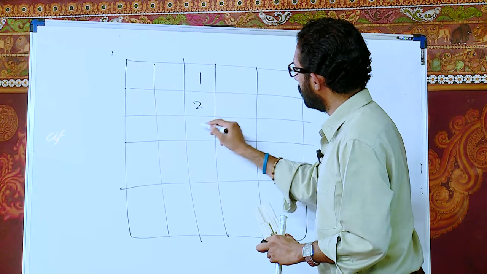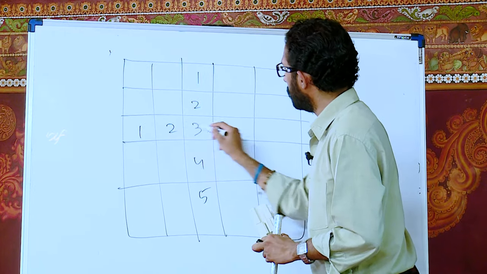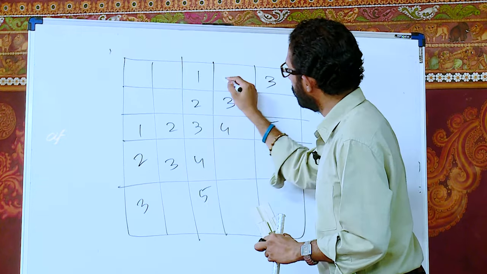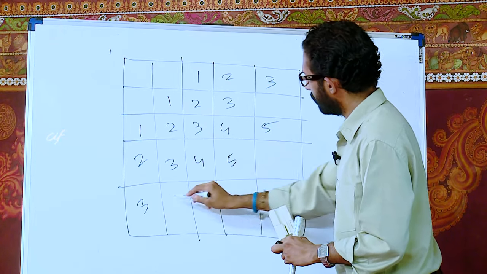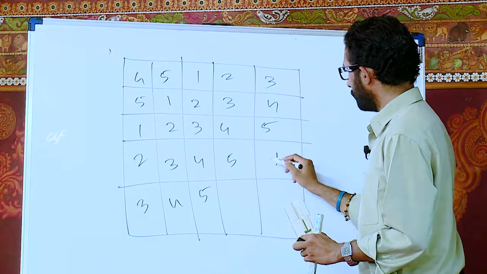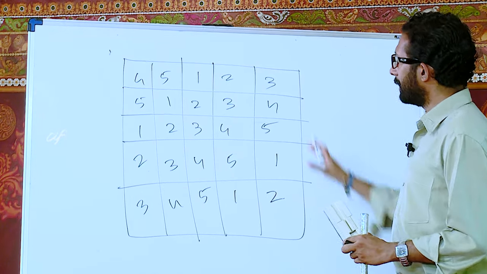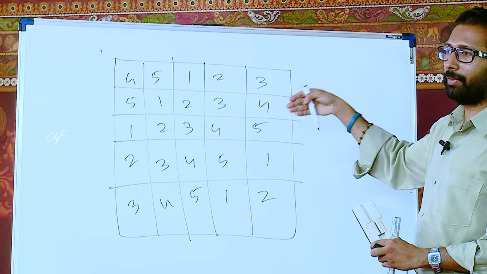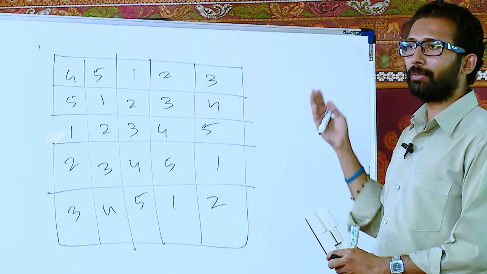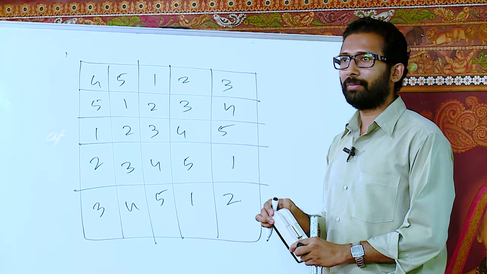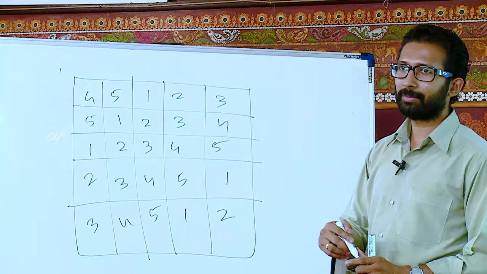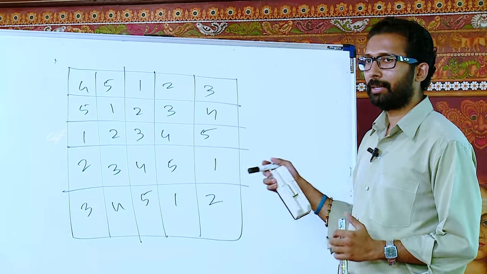So 1, 2, 3, 4, 5. 1, 2, 3, 4, 5. So diagonally you can go on writing 5, 1, 2, 3, 4, 5, 1. In the same way, take a progression 0, 5, 10, 15, 20 and form another square. And then add it using the folding method and you will get a 5 by 5 magic square. So this was again Narayana Pandita's method called the folding method. Right? Can I go ahead?